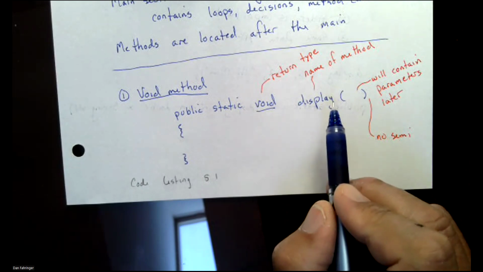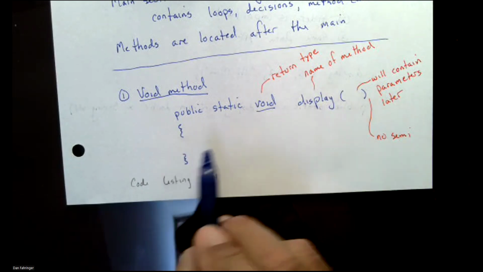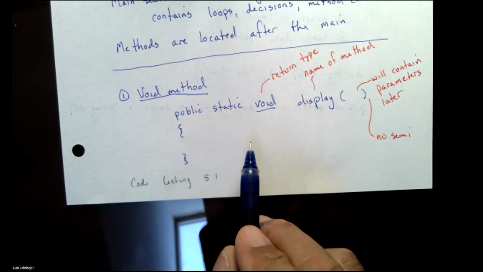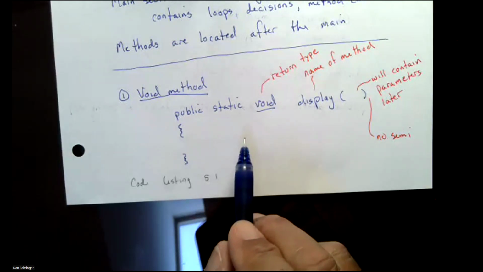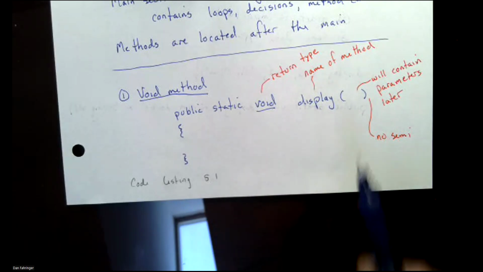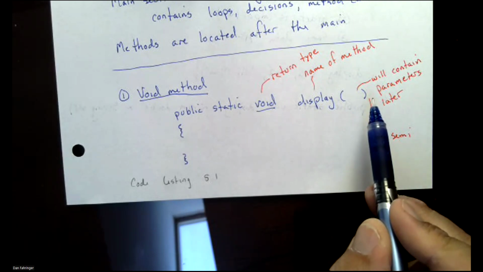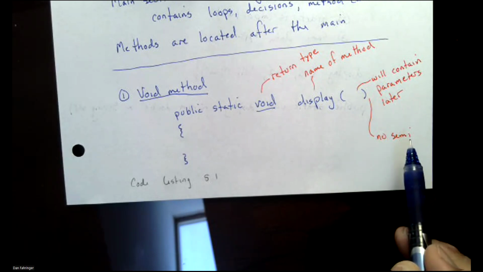Next is the name of the method. And display is a good answer because I might want to display a whole bunch of stuff. Some more valuable down the road. We're keeping it simple for now. No semicolon at the end of this line. Just like an if statement, we can't end it right away. No semi.